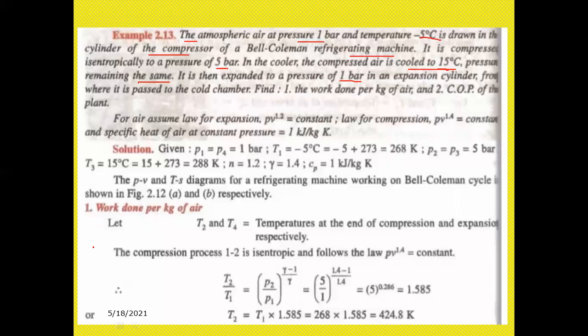So if you see the PV diagram, based on the PV diagram, you can easily write the given data for the Bell Coleman cycle. It is then expanded to a pressure of 1 bar in an expansion cylinder, where it is passed to the cold chamber. So find the work done per kg of air and the coefficient of performance of the plant.